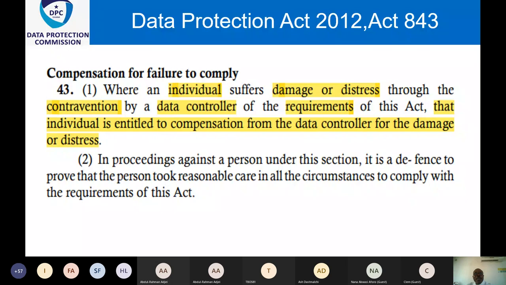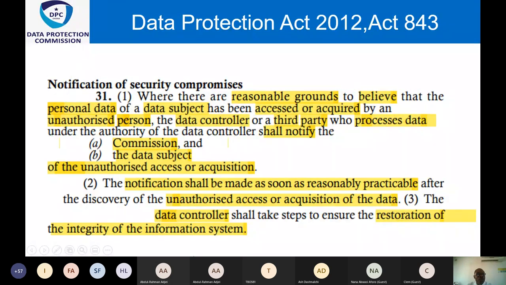hospital database system or IT infrastructure protection act has been accessed or acquired by an authorized person.